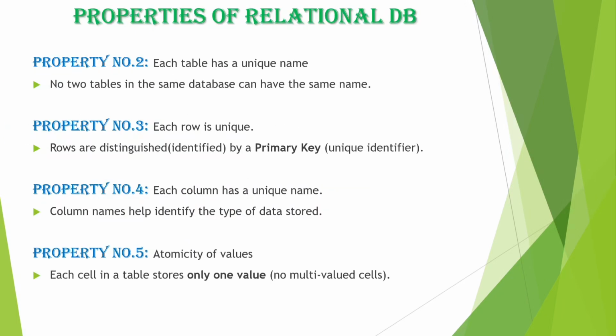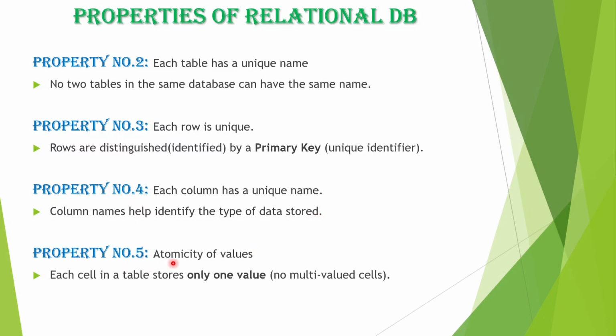Property number 2: each table has a unique name, which means no two tables in the same database have the same name. Property number 3: each row is unique, which means rows are identified by using a primary key. Property number 4: each column has a unique name, which means no two columns in the table have the same name.